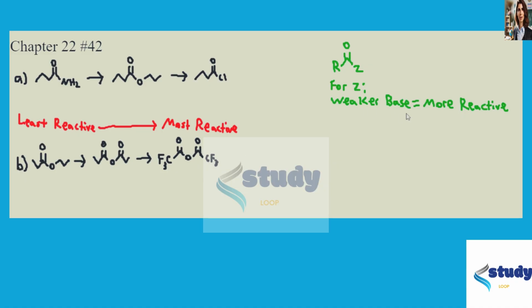And remember, again, the weaker the base, the more reactive the molecule is when we're talking about the Z group of this template carboxylic acid derivative. And so since this is such a weak base, because it's the conjugate base of such a strong acid, it's going to be a very reactive molecule. And so, again, that's how I would go about ranking these. And that is the answer to Chapter 22, problem number 42.